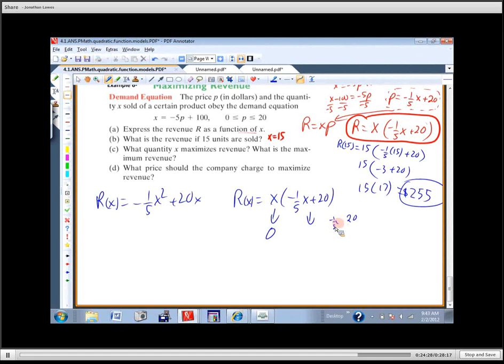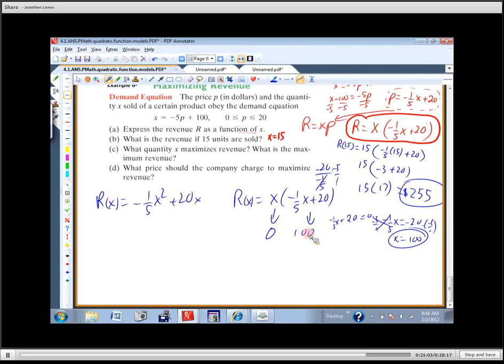Negative 1/5 x plus 20 equals zero. If you have to move that over, negative 1/5 x equals negative 20. How do I get rid of a fraction in front of a variable? Multiply by its reciprocal. So those cancel, so I get x equals negative 20 times negative 5. That's going to be 100. Or take the opposite of this number, divide it by that one right there. Complex fraction, you'd flip this over. This would be negative 5 over 1. So either way, you get 100.